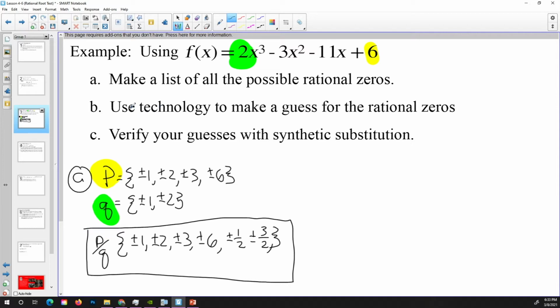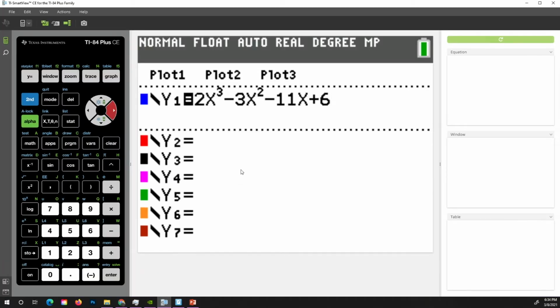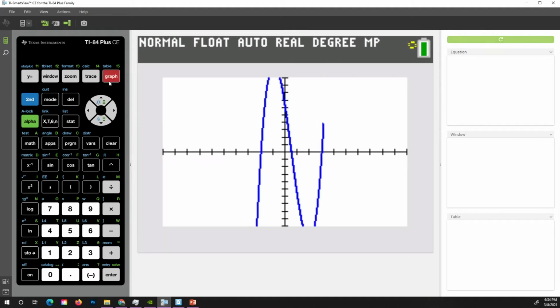Now part B says, use technology to make a guess of the rational zeros. So let's pull up our graphing calculator. I have already entered our equation into the graphing calculator here: 2x to the third minus 3x squared minus 11x plus 6. I'm going to hit graph.